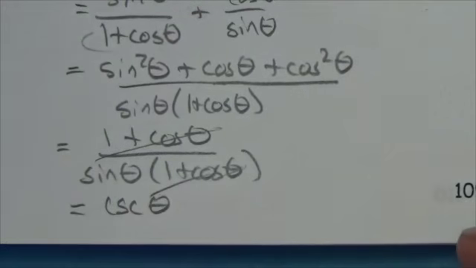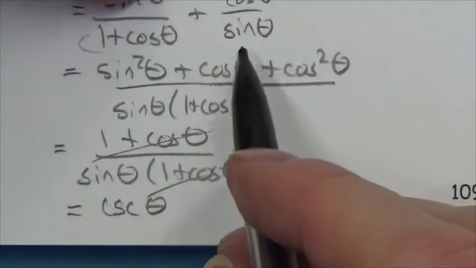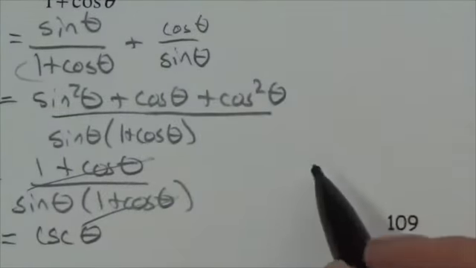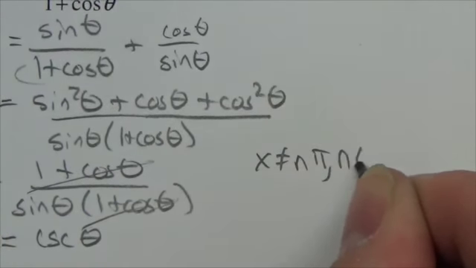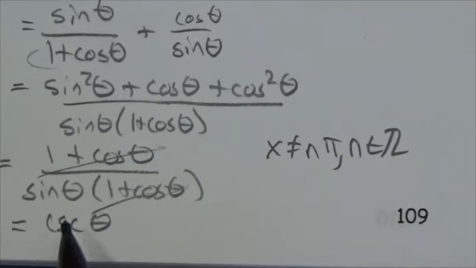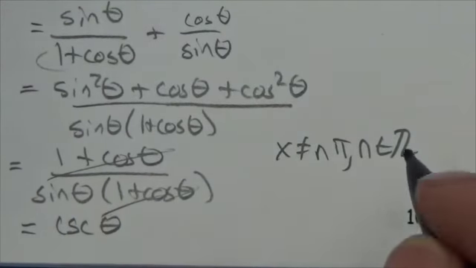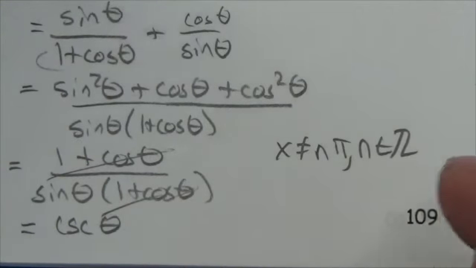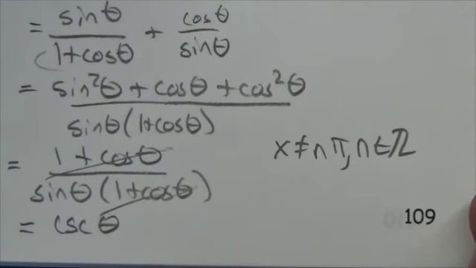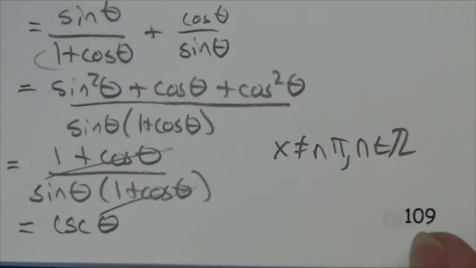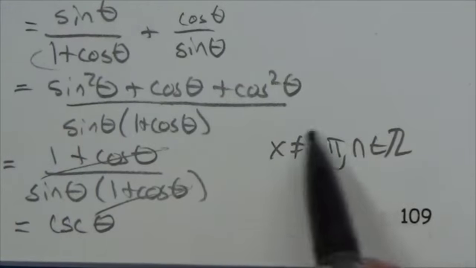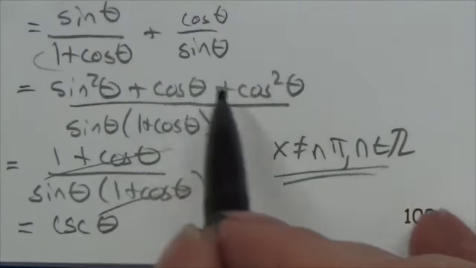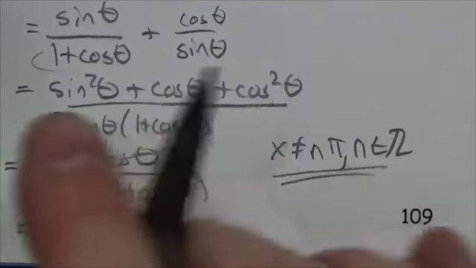And now I want to talk about the restrictions. Notice I had a sine in the denominator. Now a sine in the denominator tells me that I cannot let x equal multiples of pi. But additionally, I had this 1 plus cosine in the denominator, which means I can't allow cosine to go to -1. Let's just think about it. Where does cosine go to -1? Well, it goes to -1 at pi. Oh, I've already got that in there. So that restriction that I got from sine actually covers me for both of those different possibilities.